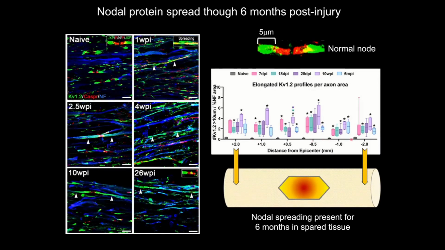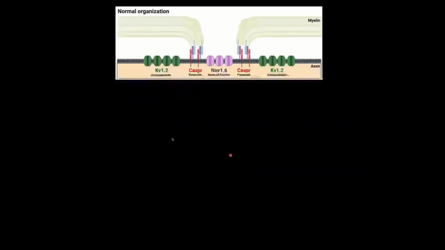So we can see in naive animals, very few are that long, as we expected. Within 7 days, shown in the pink bars, we see a significant increase in these long channels. And this is maintained out through at least 6 months post-injury, shown here in the light blue bars at the end. So there's evidence that even though there's this remyelination going on, at the same time, we do have evidence still of demyelination and nodal spreading.